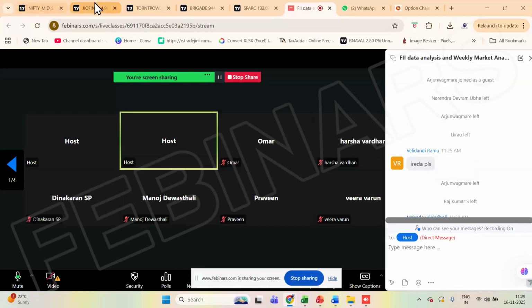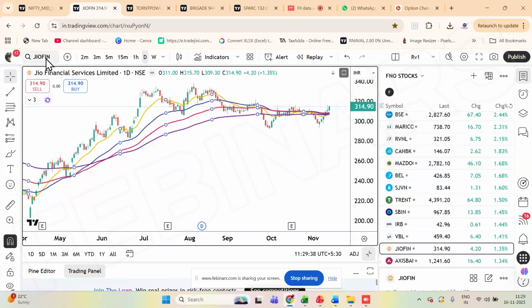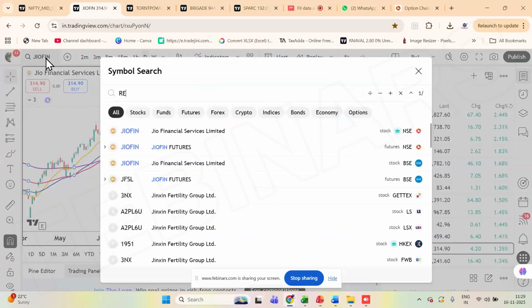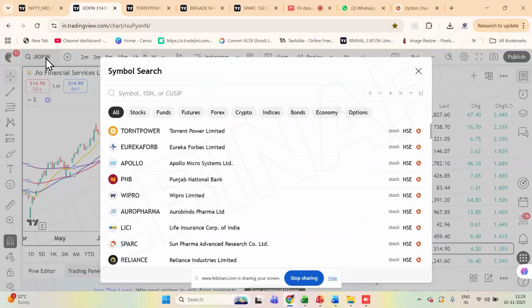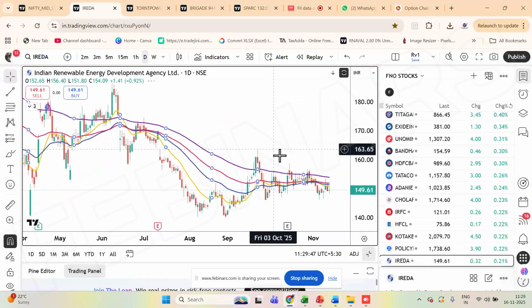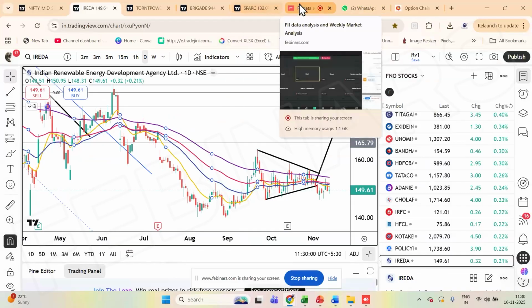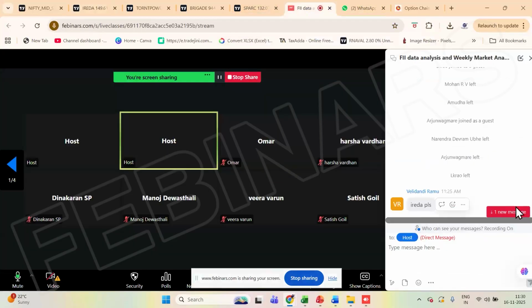Mr. Ramu is asking regarding IRIDA. Geo Financials also looking good. IRIDA, I'm going to do the analysis on IRIDA. So what's happening with the IRIDA? Here it has to cross these levels of 156, 157. The base is built near 146. If 146 breaks, then it is bearish. So that's the view on IRIDA. Any other stock questions?